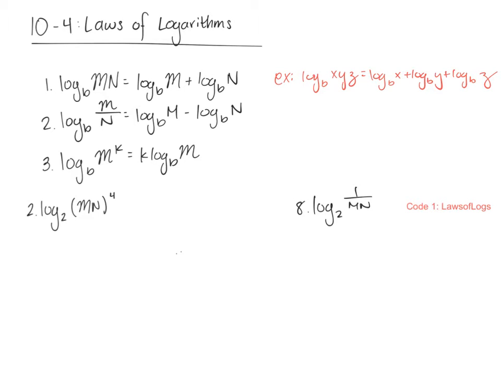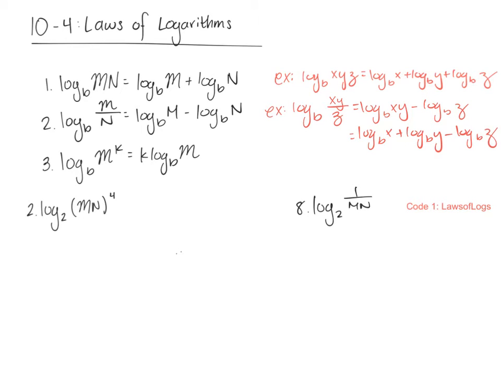Okay. For number 2, we've got log base b of m divided by n, and by laws of logarithms, that is equal to log base b of m minus log base b of n. Okay. So if we do another example, log base b of x times y over z, this is log base b of xy minus log base b of z. We can't leave that as is though, so we're going to get log base b of x plus log base b of y minus log base b of z.